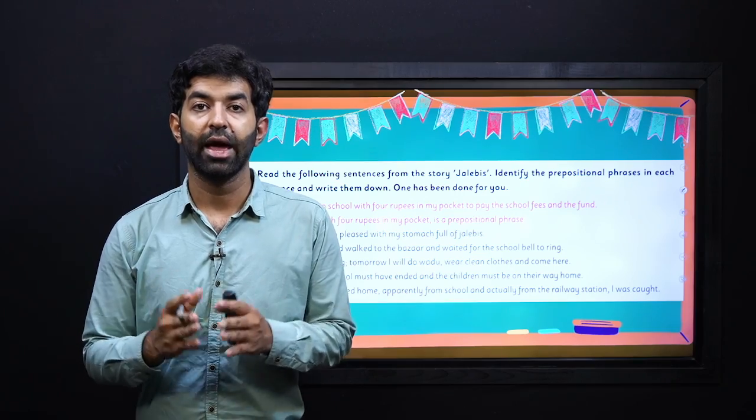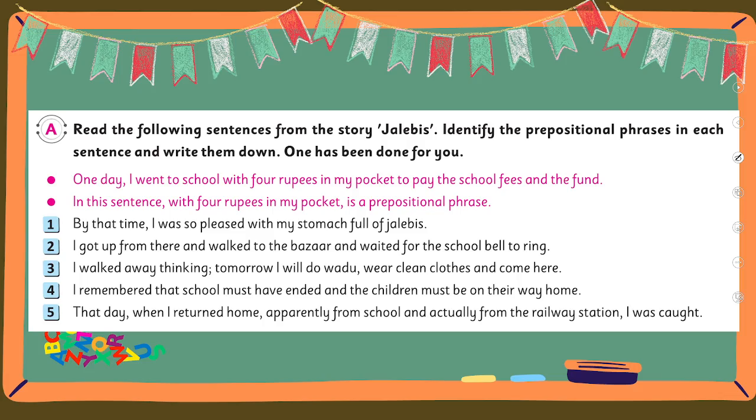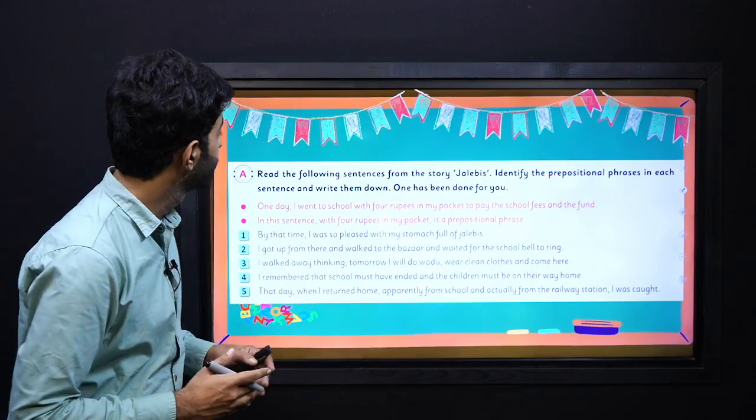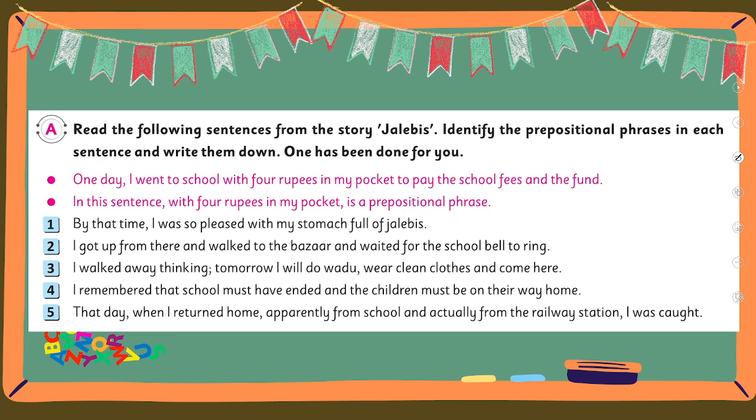Quickly solve this exercise as your classroom activity and we can match our answers. Now, if you read this first sentence, "By that time, I was so pleased with my stomach full of jalebis." Where are our prepositions? Can we spot them? By, with. Now, are they ending with a noun? "By that time" is our prepositional phrase. "With my stomach" is our prepositional phrase.